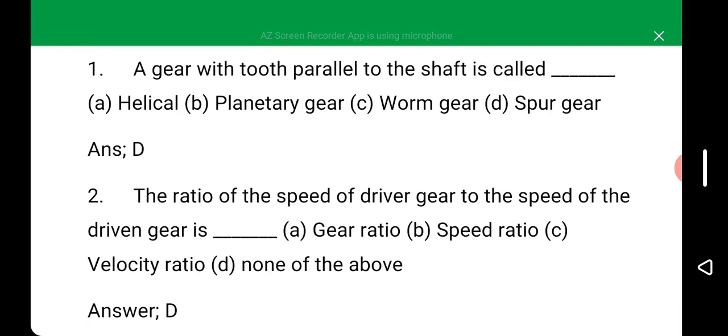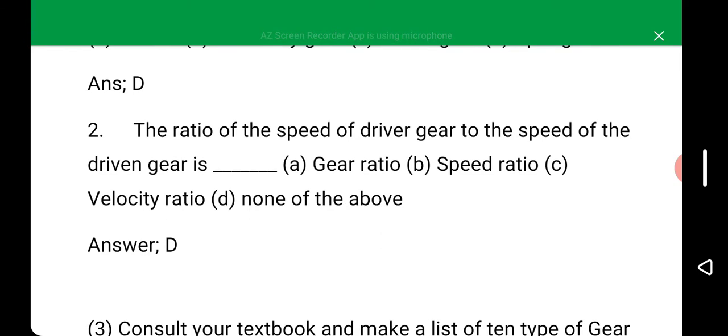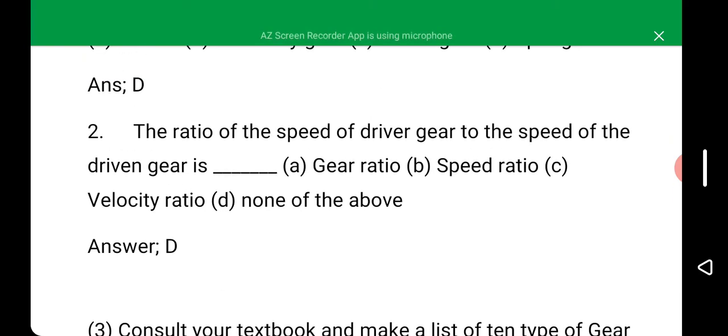Question number 2: the ratio of the speed of the driver gear to the speed of the driven gear is dash. Gear ratio, speed ratio, velocity ratio, none of the above. The correct option is none of the above, because gear ratio is the number of teeth of the driver gear over the number of teeth of the driven gear, while the speed ratio is the speed of the driven gear over the speed of the driver. Looking at the question, no option tallies with what it is asking, so it's better we pick none of the above, which is option D.